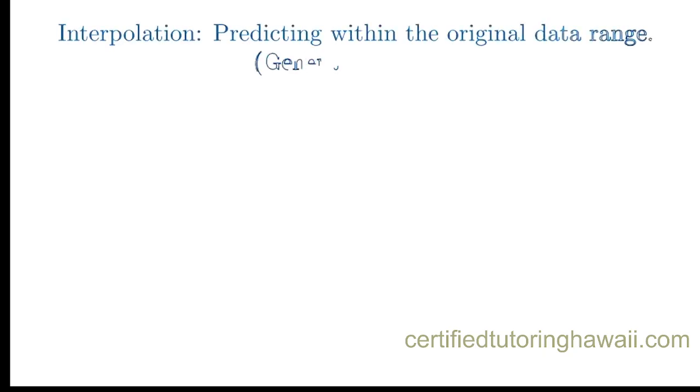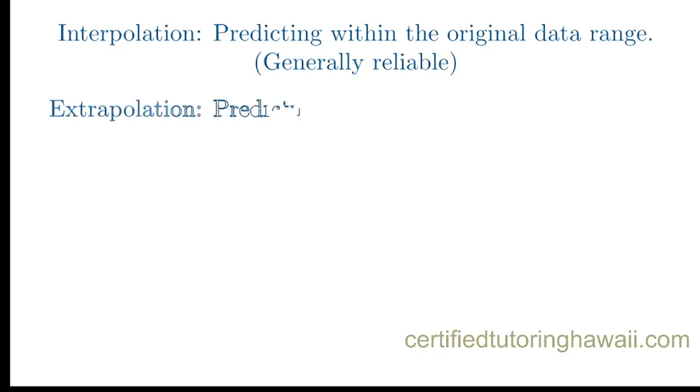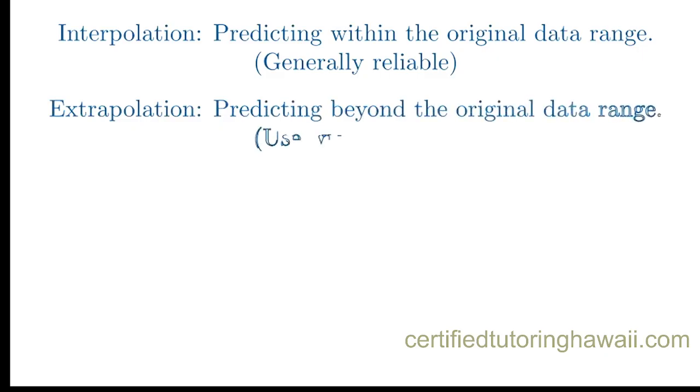A very important caution when making predictions is to distinguish between interpolation and extrapolation. Interpolation is predicting within the range of your original data points. This is generally reliable because you're using the model in a domain where it's been shown to fit the real-world behavior. Extrapolation, on the other hand, is predicting beyond that range. You need to use caution here because you are assuming that the trend you've observed in your limited dataset will continue forever. Real-world situations often have constraints.